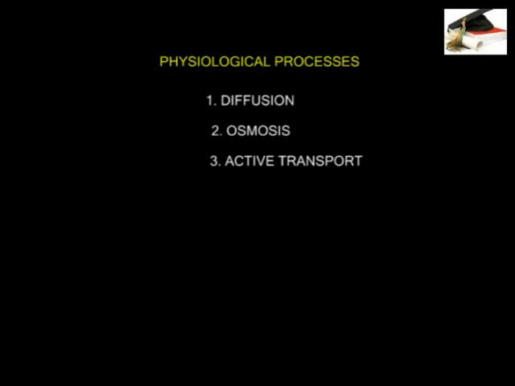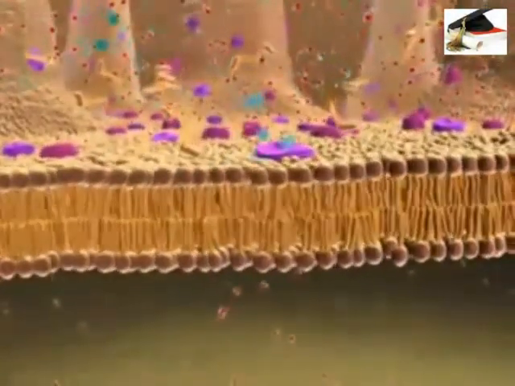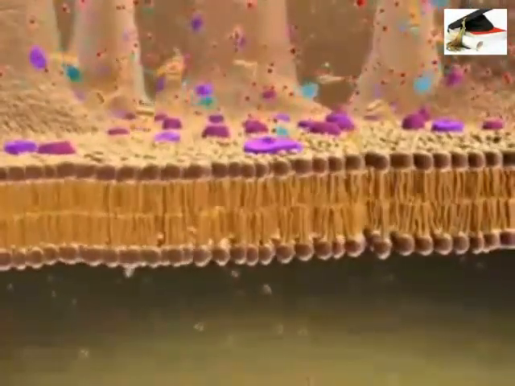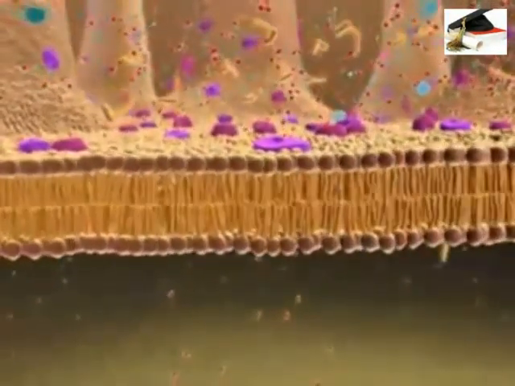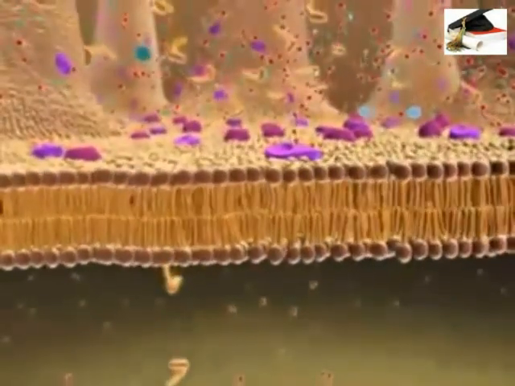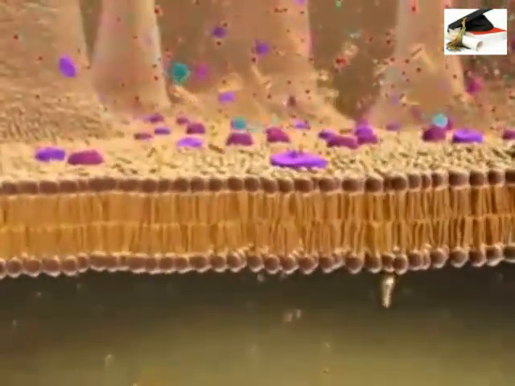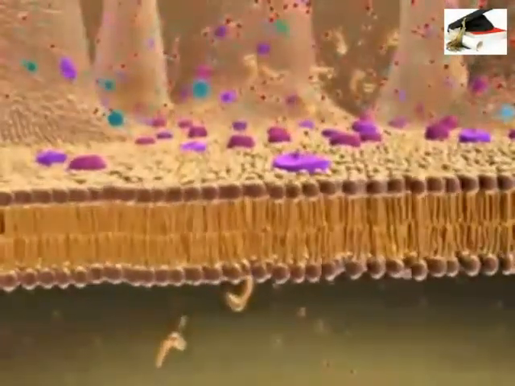And the last physiological process is active transport. Now, diffusion and osmosis do not account for the transport of all substances across cell membranes. Substances such as amino acids, sugar, and many ions do not easily diffuse across the cell membranes, even if their concentration on one side is greater than on the other side. Other substances, although able to diffuse across cell membranes, do not meet the requirements of the cells.